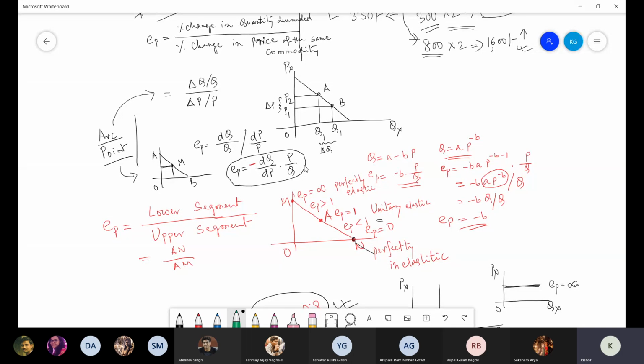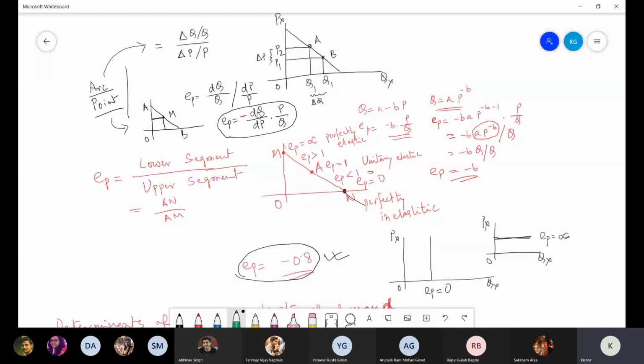In certain books, you may find a negative sign. It is up to you. As the relationship is negative, usually in a normal situation you will get a negative value. In certain books, to make the negative value positive, they use an extra negative sign. Otherwise, price elasticity is expressed as the first order derivative of your demand function, dQ/dP, with respect to price, multiplied by P/Q. This is the way that we discussed.